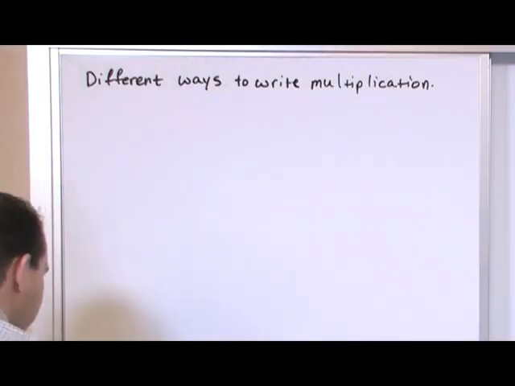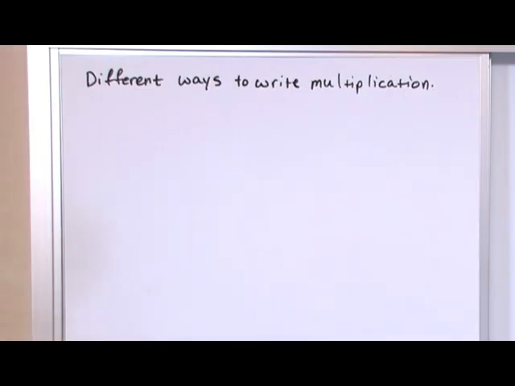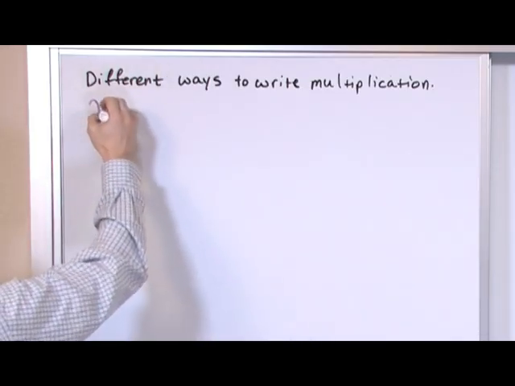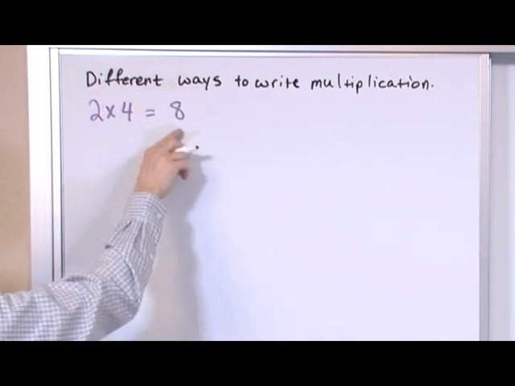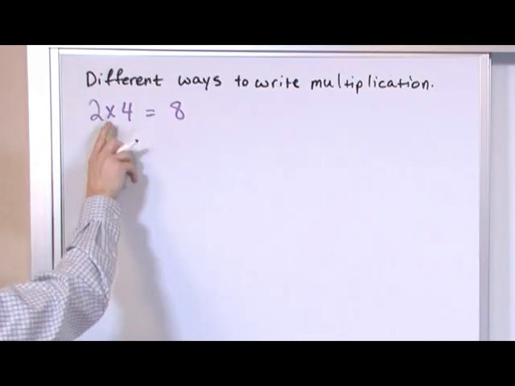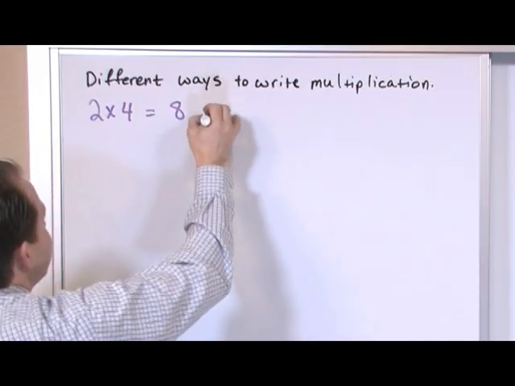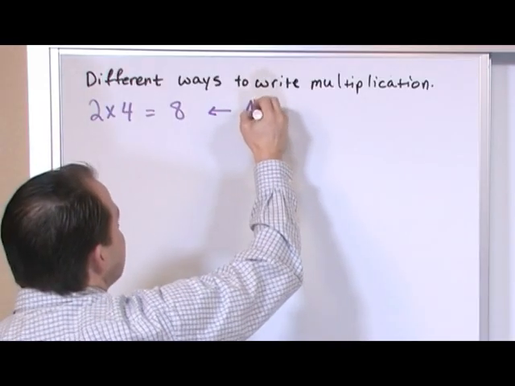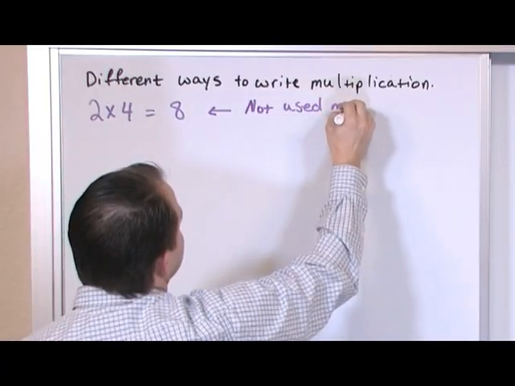There are a couple of different ways that you've probably seen in your book to write multiplication. The first way is the way that you've been doing all your life. So 2 times 4 will equal 8. 2 times 4 is 8. This little x here means multiplication, right? Well, it turns out that you're not going to use this way very much. I'm just putting it on the board for completeness here. So I'm going to say not used much.